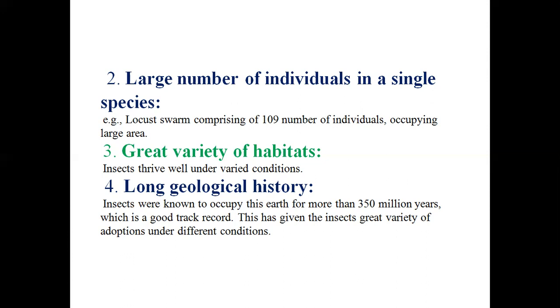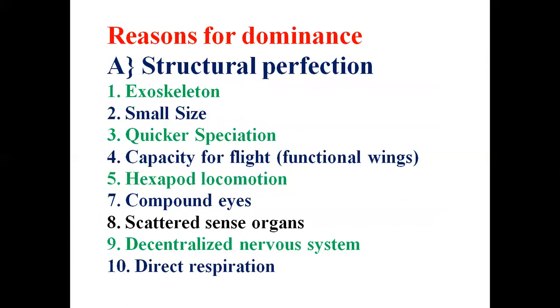The insect has a long geological history, because insects appeared on earth more than 350 or 500 million years ago. So it is a very long geological history, with a good track record among all animals. This has given insects a great variety of adaptation under very varied climatic conditions. So these are the measures of dominance. On the basis of these different reasons, insects are dominant.